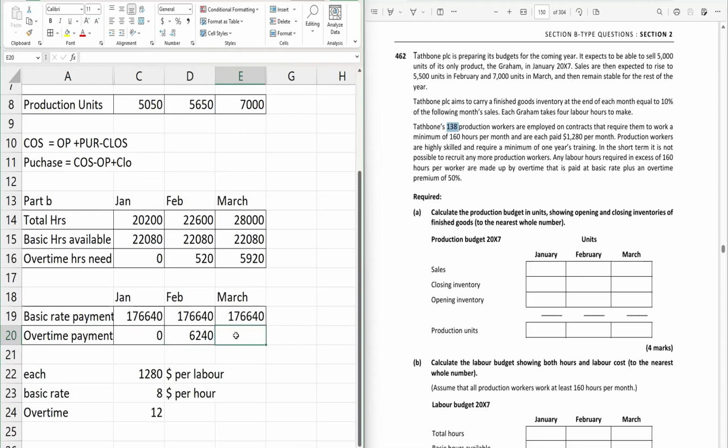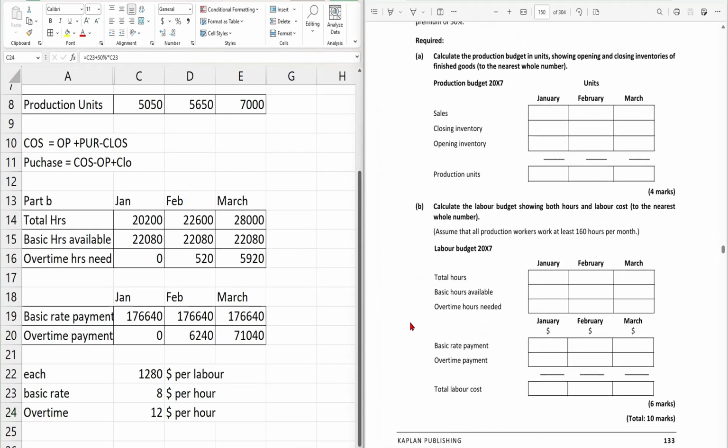For the month of March it will be the same, 5920 is the extra overtime and 12 will be the pay, and it's 71,040. So we got our answer, and this is the dollar per hour, but it's for the overtime. Okay, this one is the basic and this is for overtime. So we are done with part B as well.